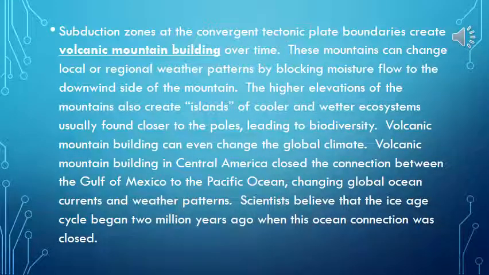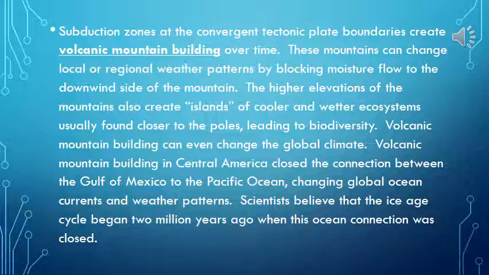Subduction zones at the convergent tectonic plate boundaries create volcanic mountain building over time. These mountains can change local or regional weather patterns by blocking moisture flow to the downwind side of the mountain. The higher elevations of the mountains also create islands of cooler and wetter ecosystems, usually found closer to the poles, leading to biodiversity.